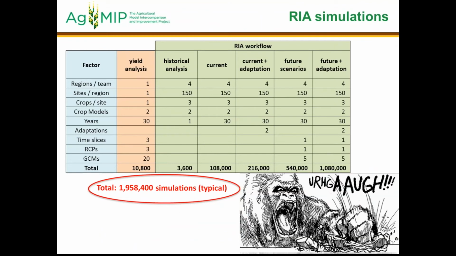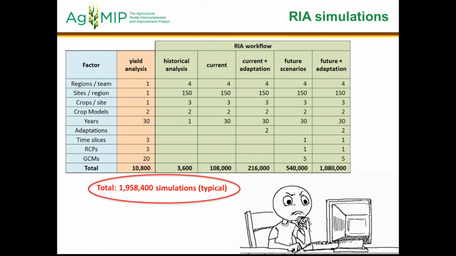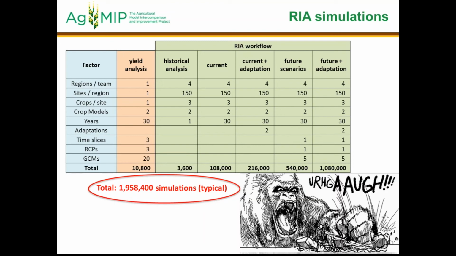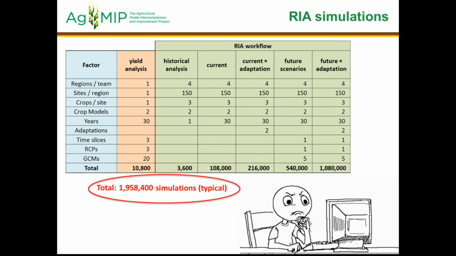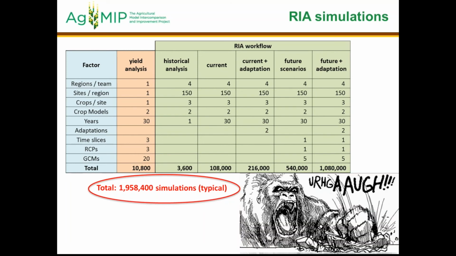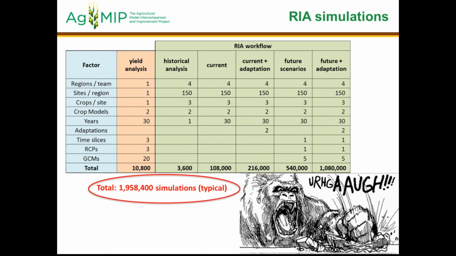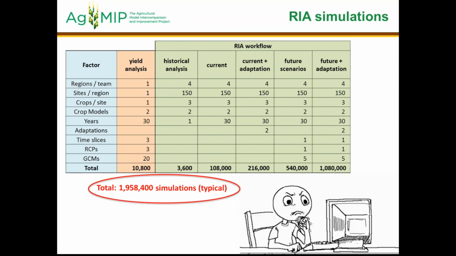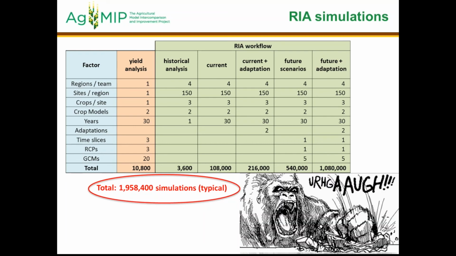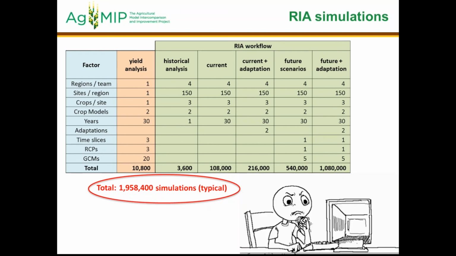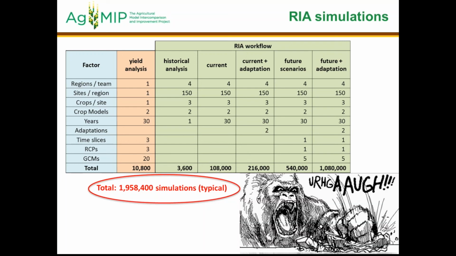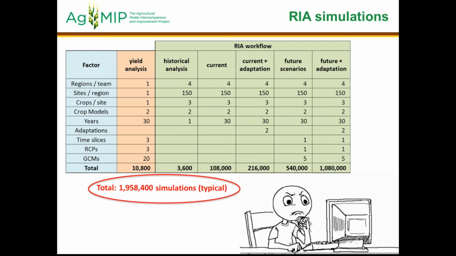So we end up with a lot of simulations. It's enough to turn a mild-mannered crop modeler into a raging monster. And so I've just done some calculations here for a typical regional integrated assessment. Might take as many as 2 million simulations, and that's if everything goes right the first time, which, as you know, rarely happens. You might make one minor error in the data and you've got to rerun everything. So this presents a really good case for having an automated way to link these modeling chains together and allow us to do these many simulations easily.